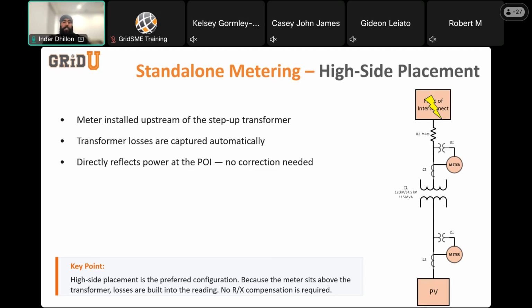So this means no correction factor is needed. There's no RNX compensation formula to configure. What the meter reads is what KISO settles on. Pretty clean and direct. High side placement is the preferred configuration for this reason. It simplifies commissioning, reduces the chances of configuration error, and produces a reading that directly reflects POI delivery.